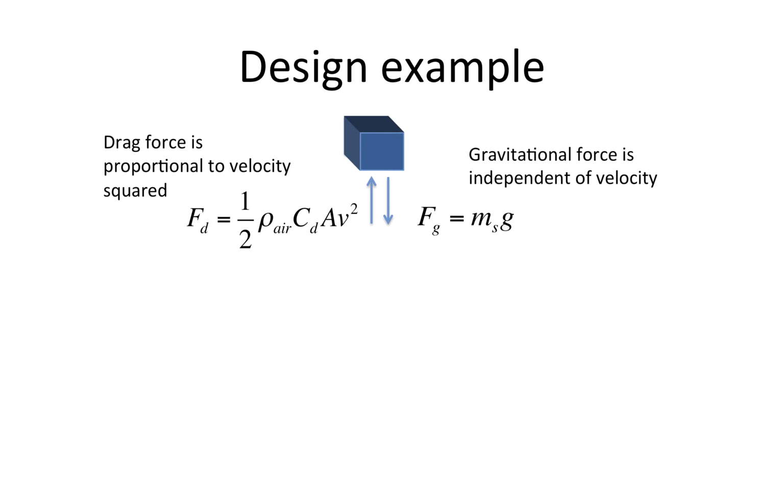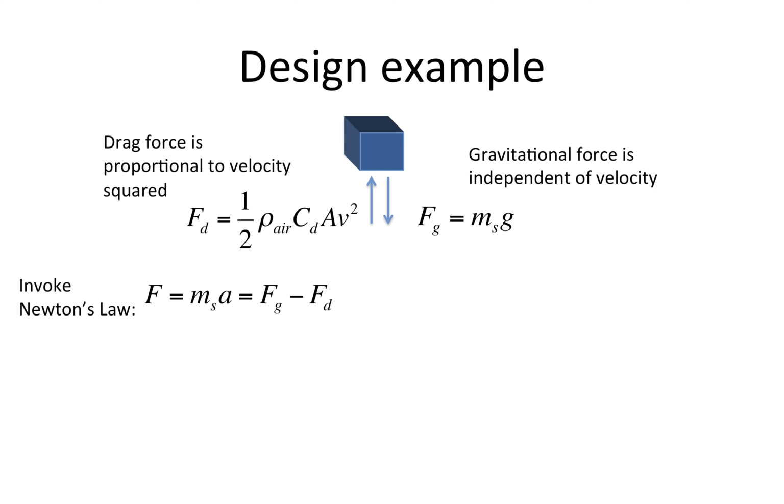So we've got these forces. Now what we'd like to do is figure out how do we find the velocity at any given time. Well, to do that, we need to solve Newton's law, which says that force equals mass times acceleration. The net force equals the mass times acceleration. Net force is the gravitational force minus the opposing drag force.